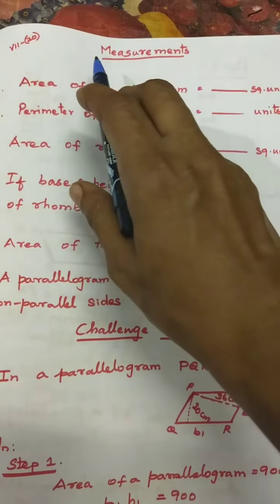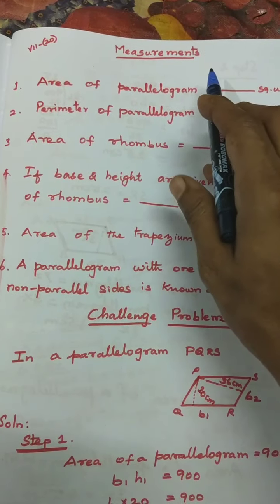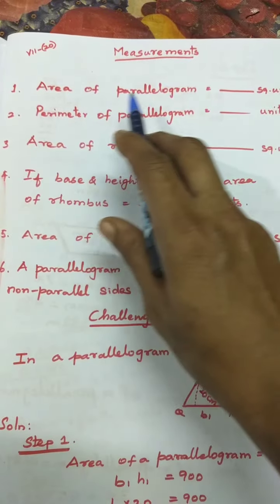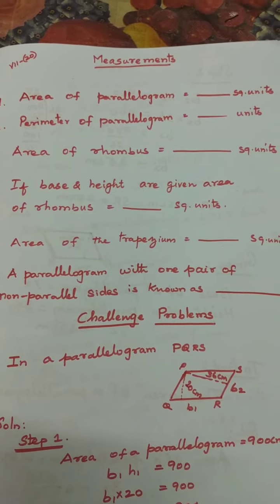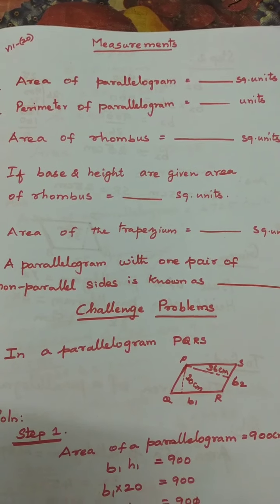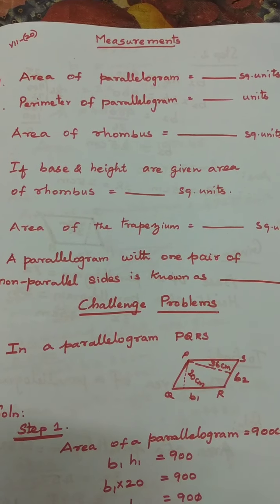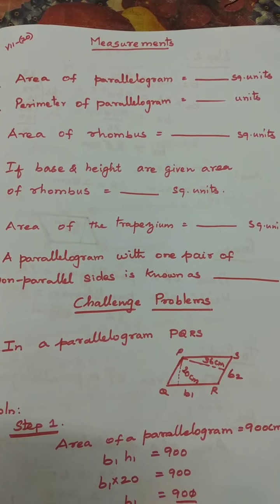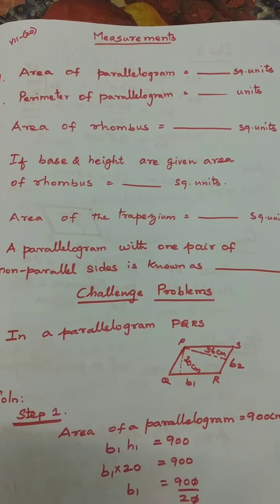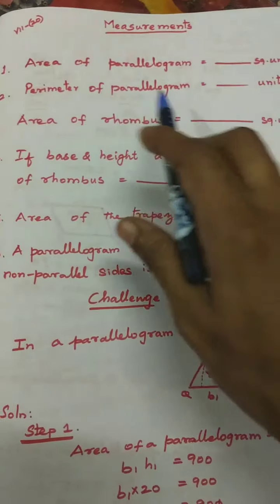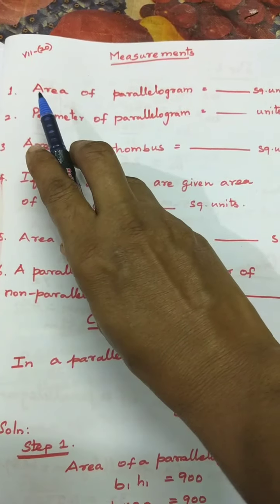We have seen the measurements topic, isn't it? For that, we shall recall some. What are the topics we see in measurements? Parallelogram, rhombus, and trapezium. We shall see some notes.